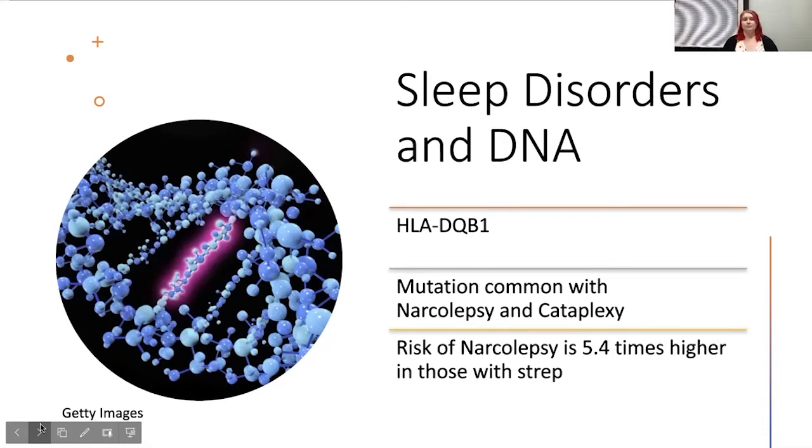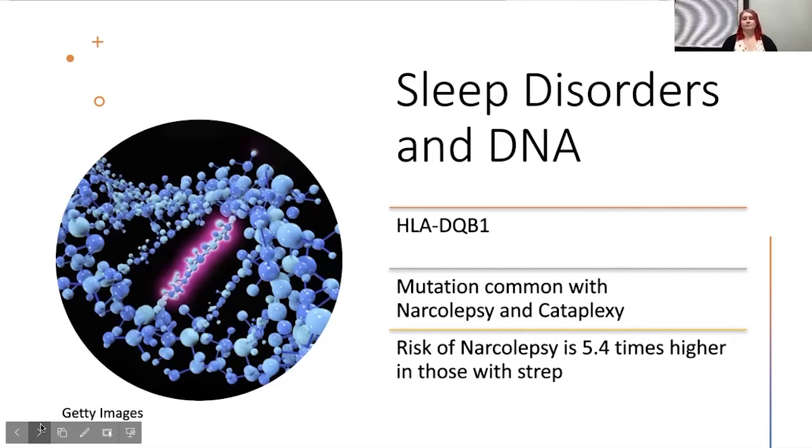Cataplexy is when the body gets so exhausted that anytime you experience some type of heightened emotion or intense emotion, you just lose control of all your muscles. They all go limp and you fall to the ground. That's usually the stereotype of having narcolepsy, where you just kind of collapse.